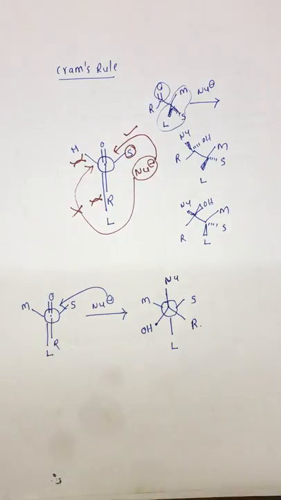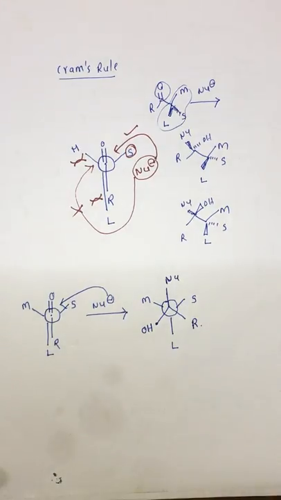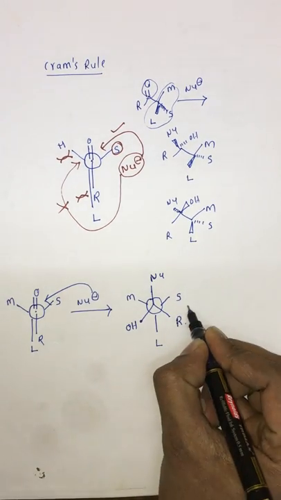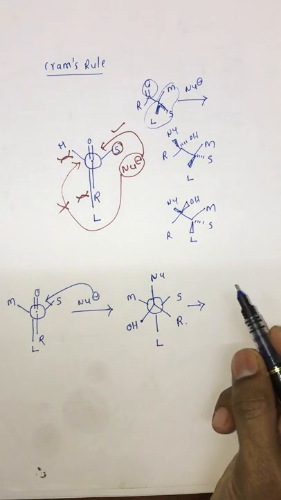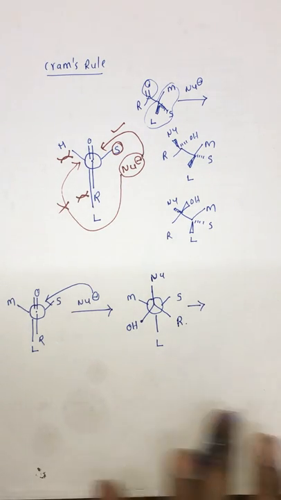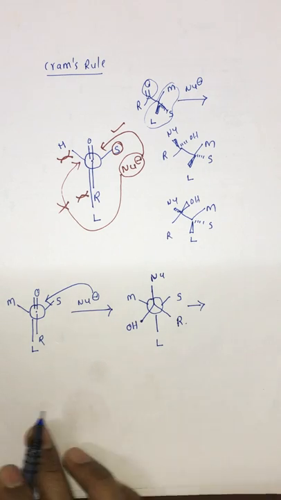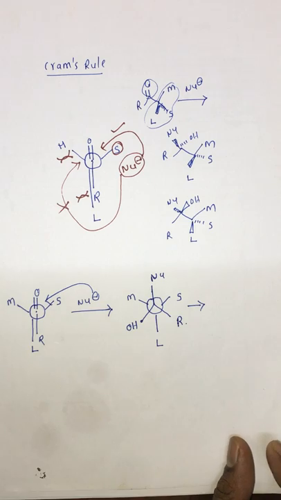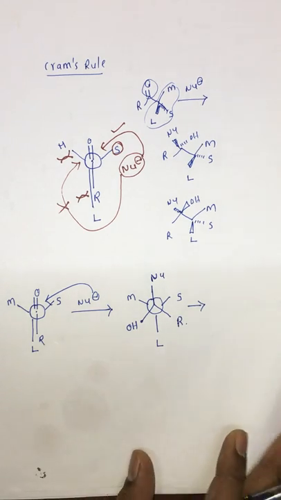So this is the product we will get, and we need to convert it from this conformation into the normal form. That we will see later. This is the way to write the product in Cram's rule, and now we'll take some examples. In those examples we will convert into the normal form also. So this is clear, right?